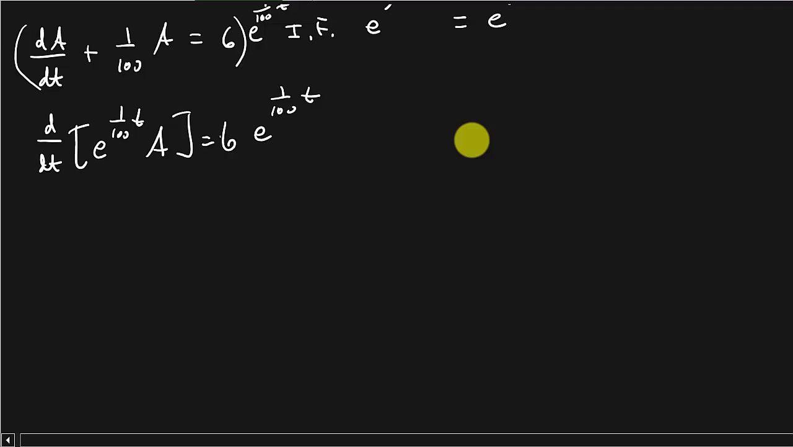All right, so what do we do now? We have to integrate. So we're going to get e to the 1 over 100 t times A is equal to 600 e to the 1 over 100 t plus C.